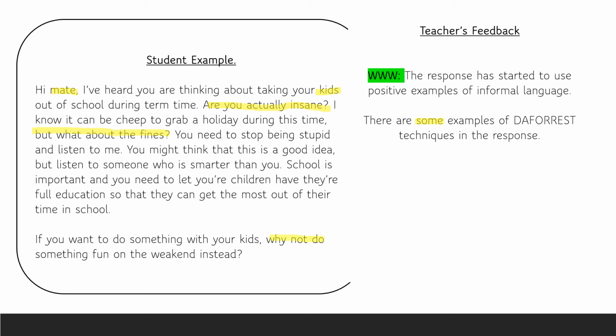Now, it's a good idea to use your DeForest techniques, but if you're only using the one technique over and over again, that is showing the examiner that you have some understanding of the language techniques needed, but you don't have a wide understanding of it. It's quite a narrow understanding, so we need to make sure that if you've used a DeForest technique 1, maybe 2 times, try and think about using a different one just to change it up and make it seem a bit more appealing to whoever's reading your response.